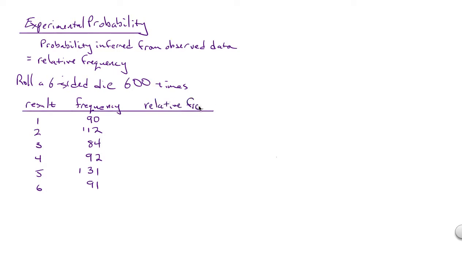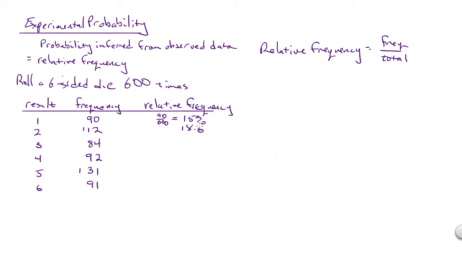For each of these frequencies, we can calculate the relative frequency. I'll write it here. Relative frequency is just the frequency divided by the total. It's the frequency relative to the actual number of times we rolled this. So the relative frequency here would be 90 out of 600, which you could write as a fraction, or we'll often see it as a percent as well. So either a fraction or a percent. Same thing with 112. We would get about 18.6 repeating percent.